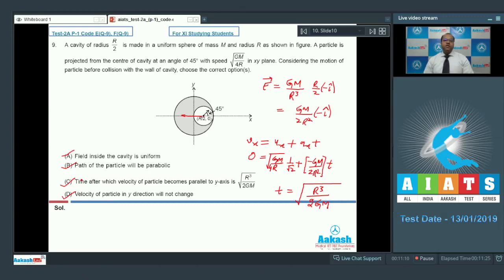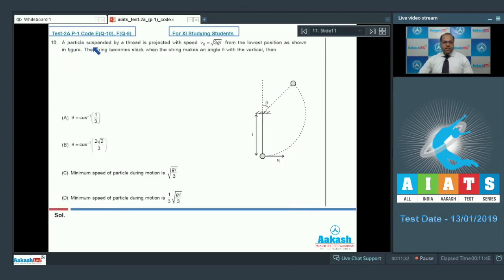Let's move to question number 10. In question number 10, a particle suspended by a thread is projected with V0 equal to under root 3gL from the lowest position as shown in figure. The string becomes slack when the string makes an angle theta with the vertical. Then we have to find out the value of theta and the minimum speed of the particle during motion.